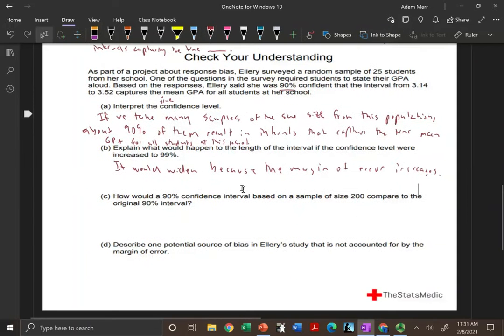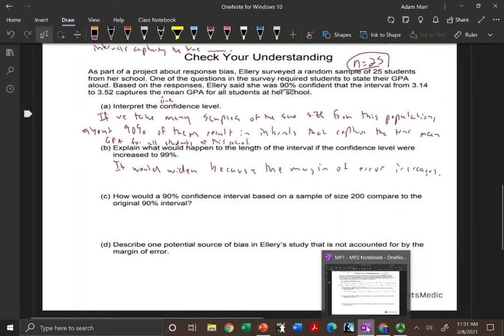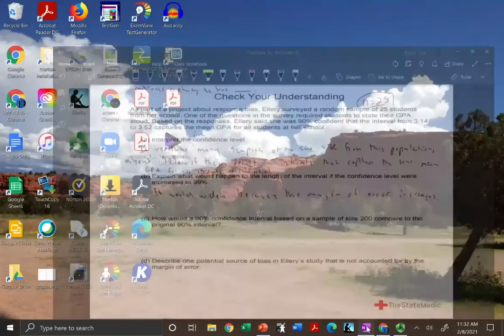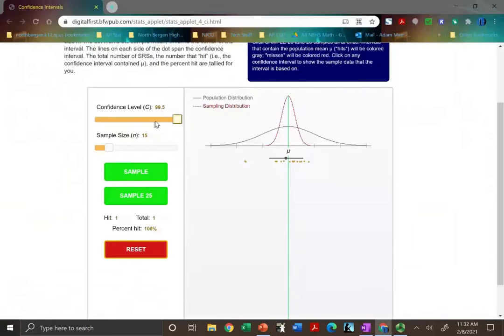All right, how would a 90% confidence interval based on a sample of n equals 200 compare to the original 90% interval? Our original sample size was 25, if you recall. So basically they're saying if we go from 25 to 200, what would happen? Well, remember, when we increase the sample size, the confidence interval becomes narrower, because if we increase the sample size, the margin of error decreases.